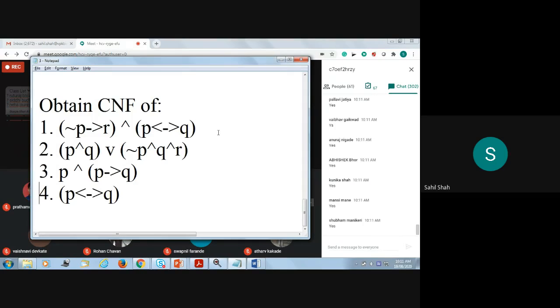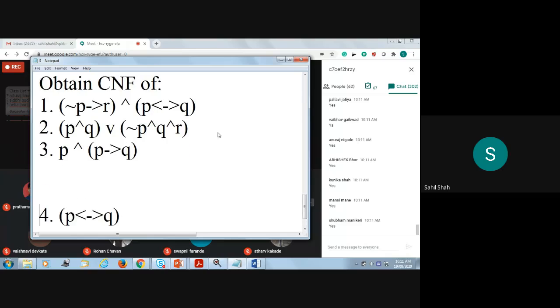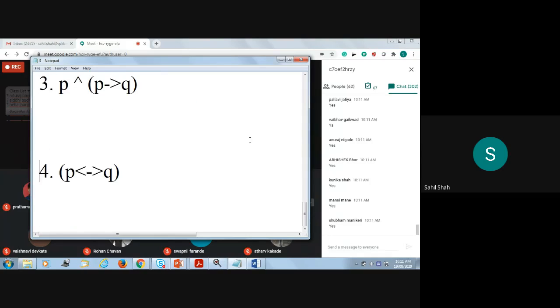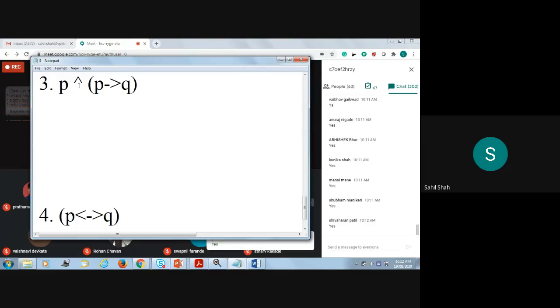It depends upon the timing that we are getting. So let us solve for this. Example number 3. Is this in conjunctive normal form? I think this is not in conjunctive normal form, because inside we have to have fundamental disjunction. So let us solve. I am saying about CNF.